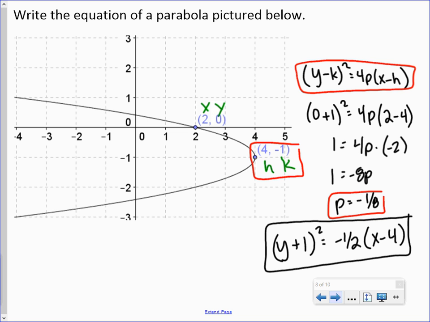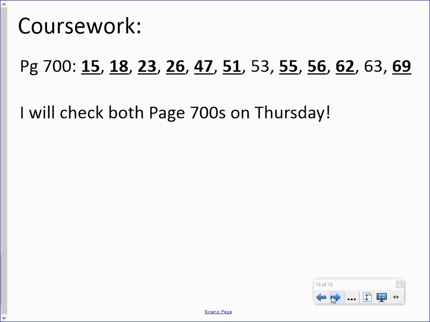Okay. So think about how you can use what we're doing today to help you with your graphs that you were assigned last Thursday. And when I see you on Thursday this week, I will check both page 700s. We'll go over the answers and questions that you might have. You're also welcome to come see me before or after school if you have any questions.